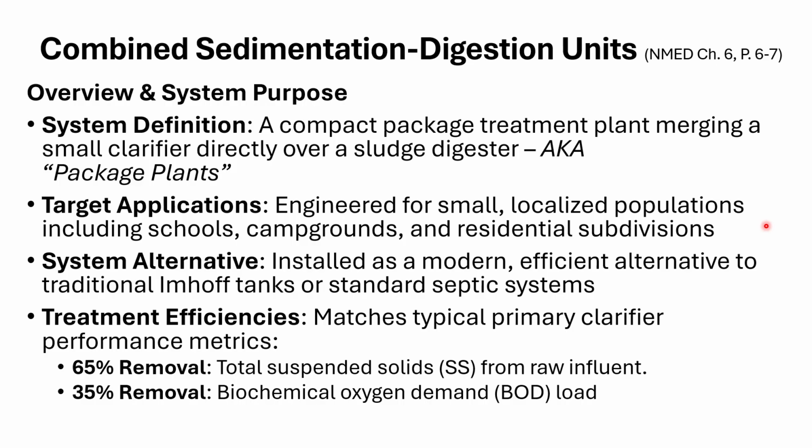Some small communities, they'll have package plants. And again, all that is a small clarifier over a digester. The idea is to save footprint, to make life easy on them. And they don't have an overwhelmingly large inflow of domestic wastewater. You're not talking in the millions of gallons per day range. You're talking anywhere between 20,000 gallons per day all the way up to 150, 200,000 gallons per day, if that. So those are things you will see in your career if you stick around long enough.